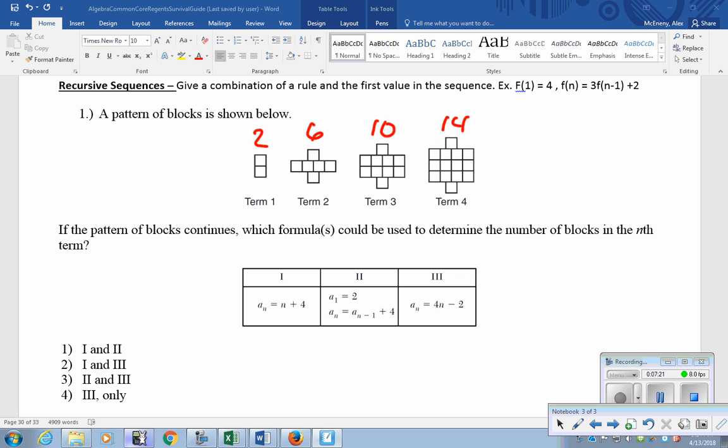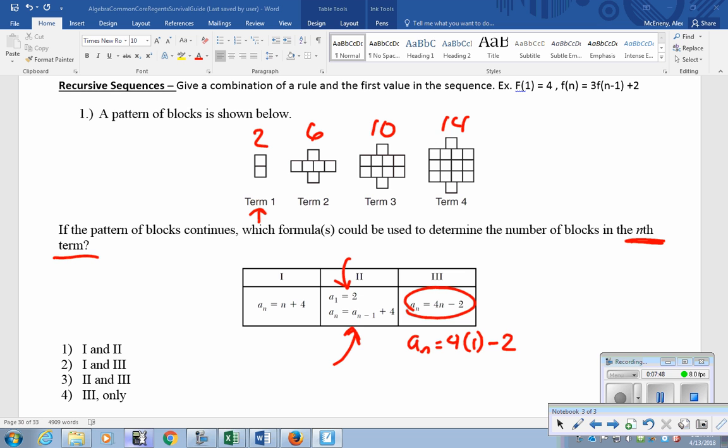And what you're trying to do is figure out which of these three represents that. So for example, if I'm looking at rule 3 right here, it says a of n equals 4 times n minus 2. Well, the n in this case represents, like it says in the question, the nth term. So term 1 would go in for n. So in this case, it'd be 4 times 1 minus 2.